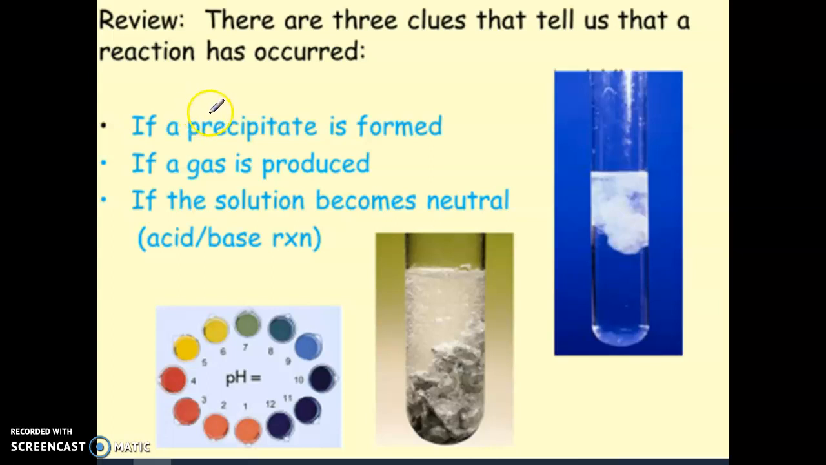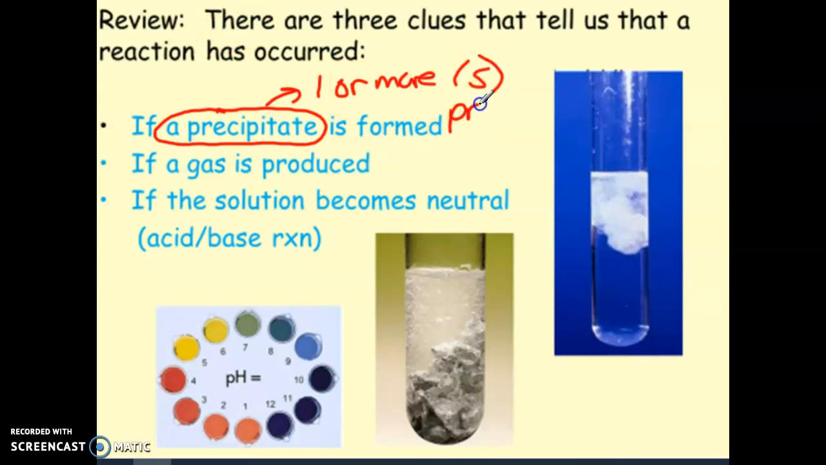First of all, if a precipitate is formed, that means you have at least one or more solid products. We can see that as an example here. So we have two aqueous solutions that are mixed and one of the products is a solid. You could have both becoming solid, but having just at least one gives us a visual observation.